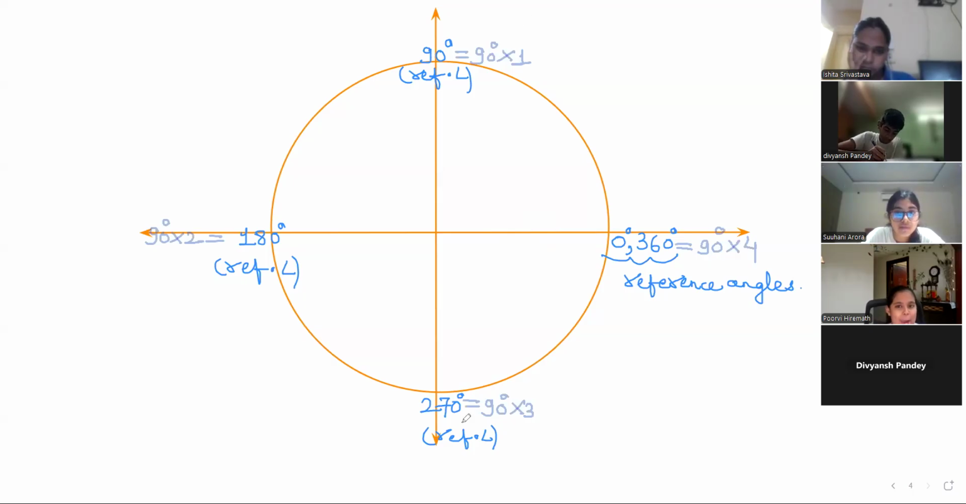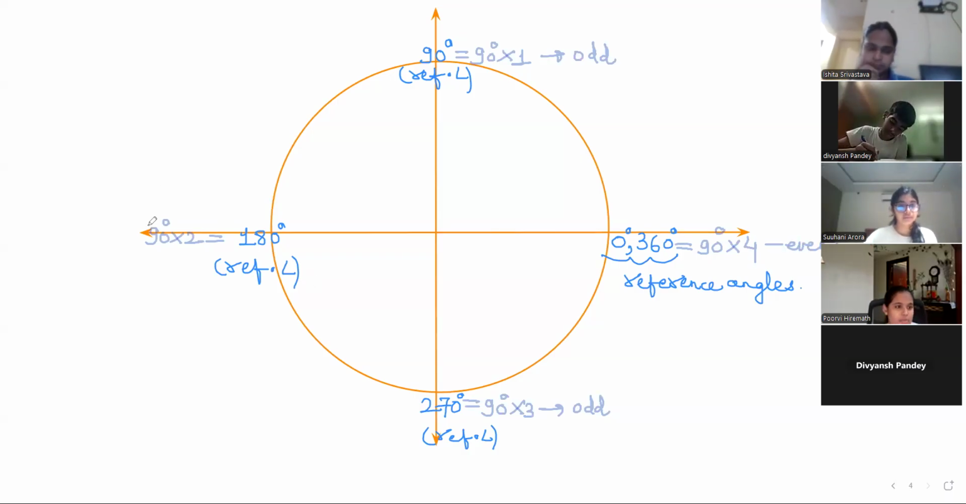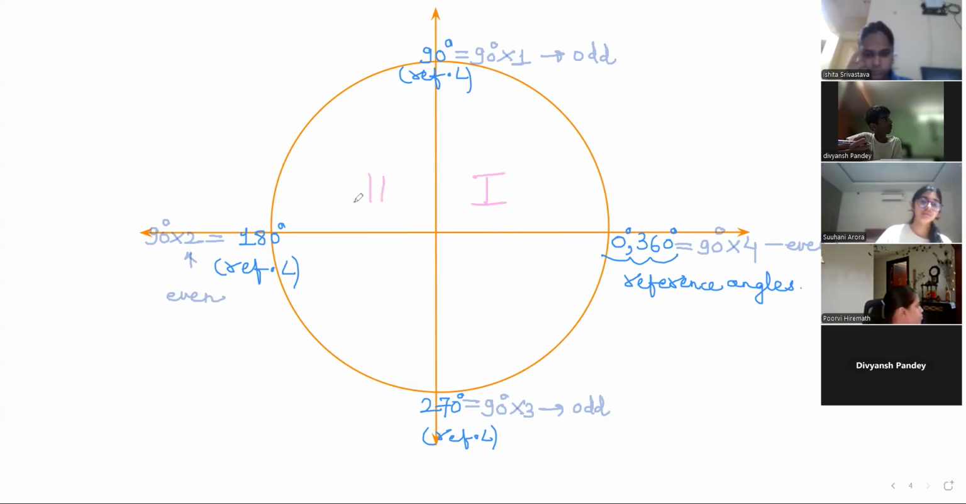These, 90 and 270, are odd multiples. So this is an odd multiple, this is an odd multiple of 90. This is an even multiple, and this is an even multiple of 90. Right? First quadrant, this is the first quadrant, right? This is the second quadrant. This is the third quadrant, and this is the fourth quadrant.